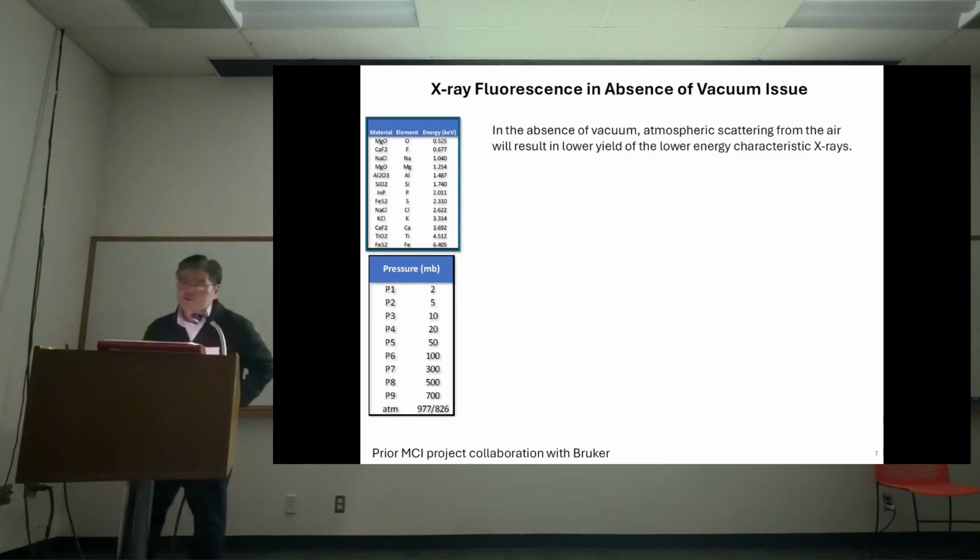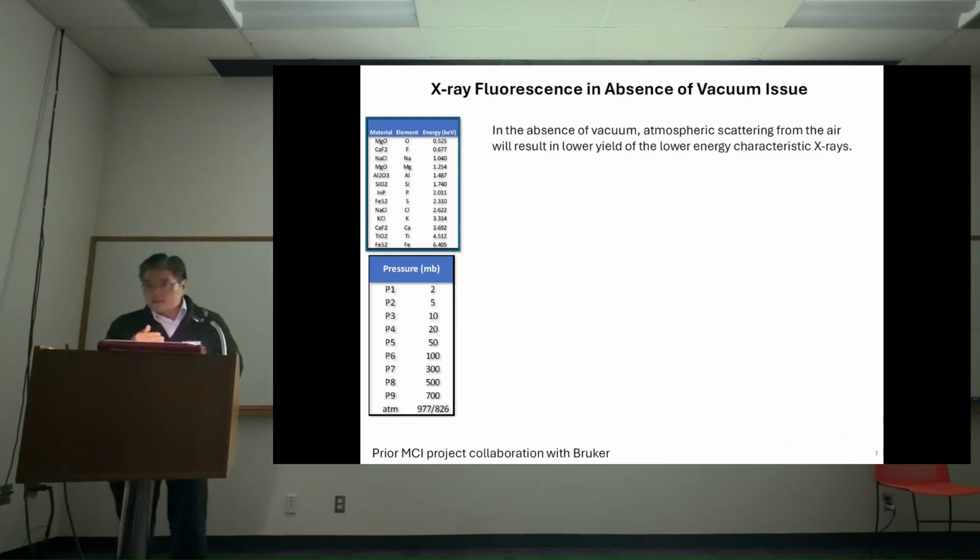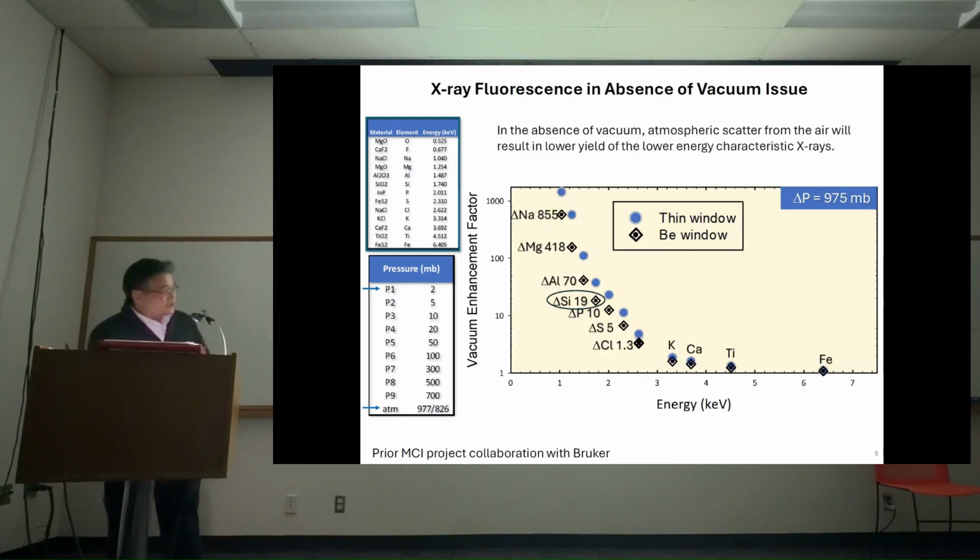When I say characteristic X-rays, I mean they form a peak. That's the peak that we're going to use to chemically identify the element. And Bruker had an instrument that could collect XRF at atmosphere, and it could also pull partial pressures of 2 millibars, so we can get a better vacuum. To visualize this, it looks like a very complicated plot, but let me explain.